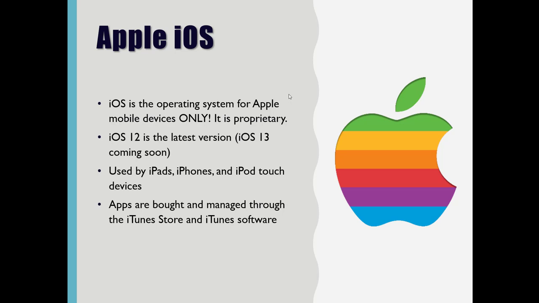So Apple iOS, that is the operating system that is solely for the Apple mobile devices. It is proprietary. iOS 12 is the current latest version. iOS 13 is coming soon. It's used by iPads, iPhones, iPod Touch devices. So you'll see it be a little bit different on each one, but not drastically different. Apps are bought and managed through the iTunes Store and iTunes software, or the App Store.